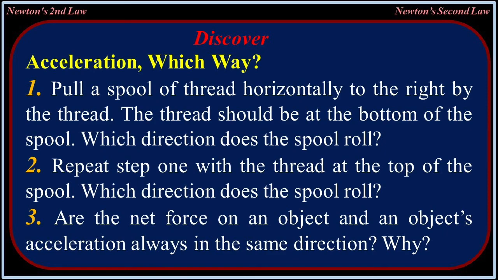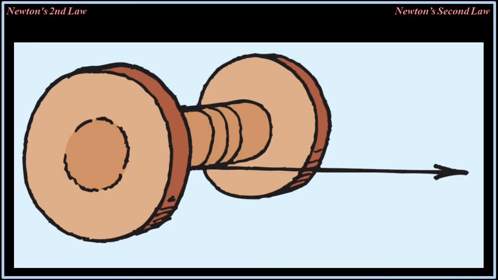Discover. Acceleration. Which way? Pull a spool of thread horizontally to the right by the thread. The thread should be at the bottom of the spool. Which direction does the spool roll? Repeat step 1 with the thread on the top of the spool. Which direction does the spool roll? Are the net force on the object and an object's acceleration always in the same direction? Why? And here is a picture of the spool.